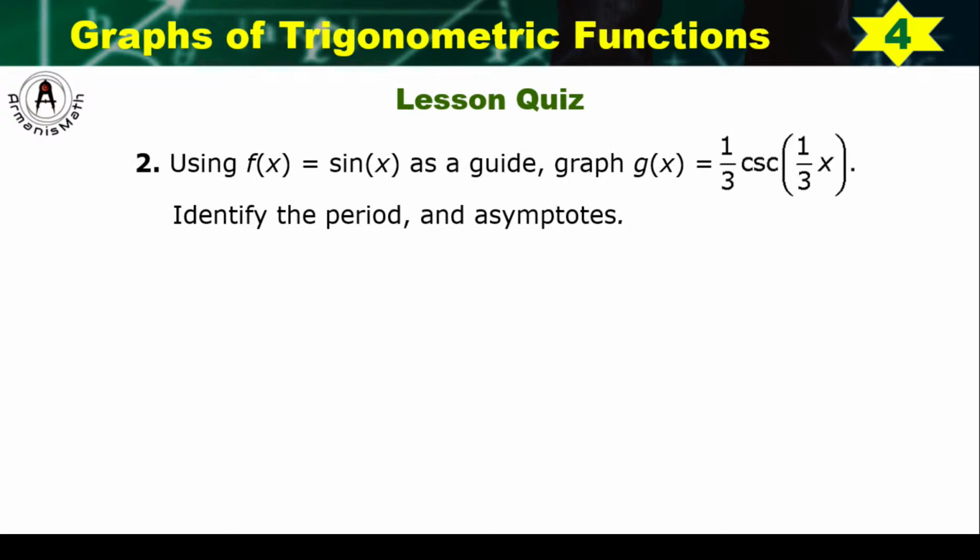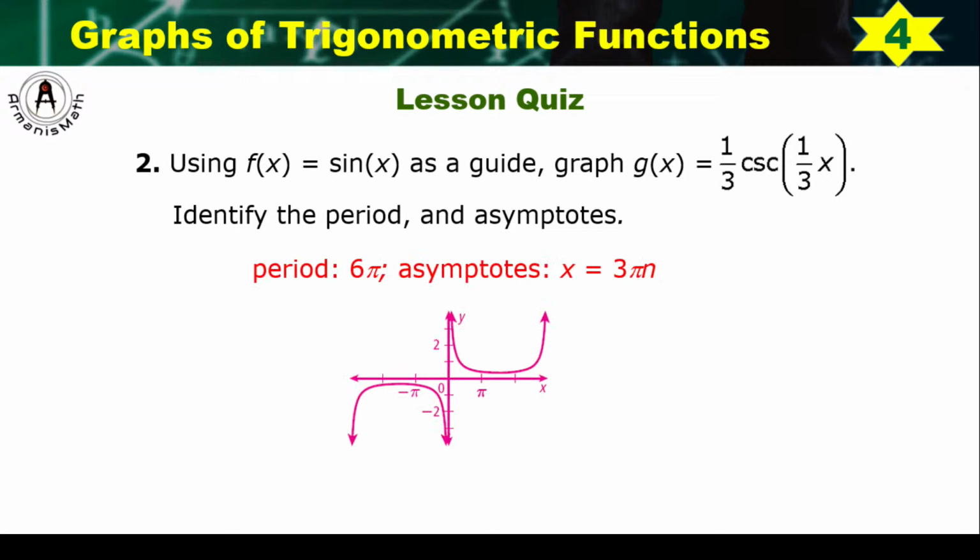This one is cosecant 1/3 x. And also they're asking you to identify the period and asymptotes. You need to pause here before you look at the answers, obviously, and try to quiz yourself. But it should look like that. 6 pi's. Wow, that's pretty slow child, which is fine. And then asymptotes are x equals 3 pi n's. Every 3 pi happens an asymptote, in either direction.